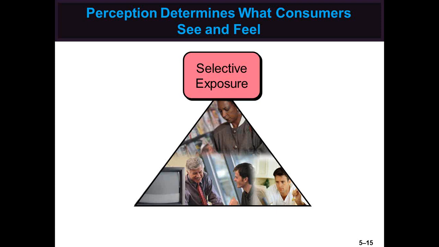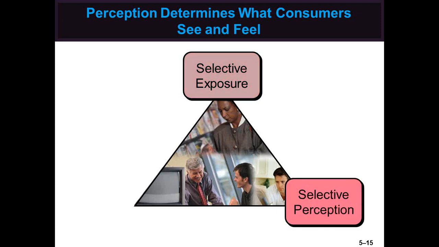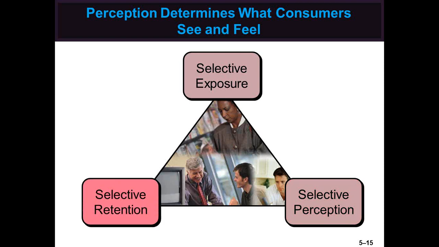That's selective exposure. Selective perception means that people screen out or modify ideas, messages, and the information that conflicts with previously learned attitudes and beliefs. That's selective perception, with screening out of ideas and stimuli and messages. Selective retention means that consumers remember only what they really want to remember. So we retain only that which we want to retain.